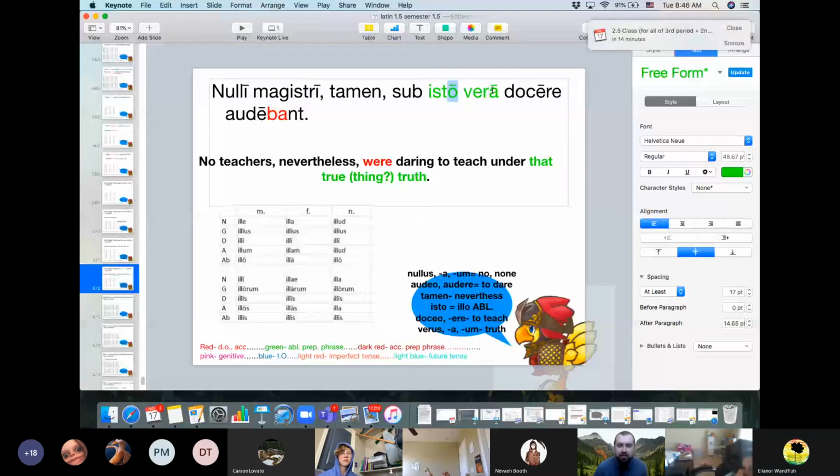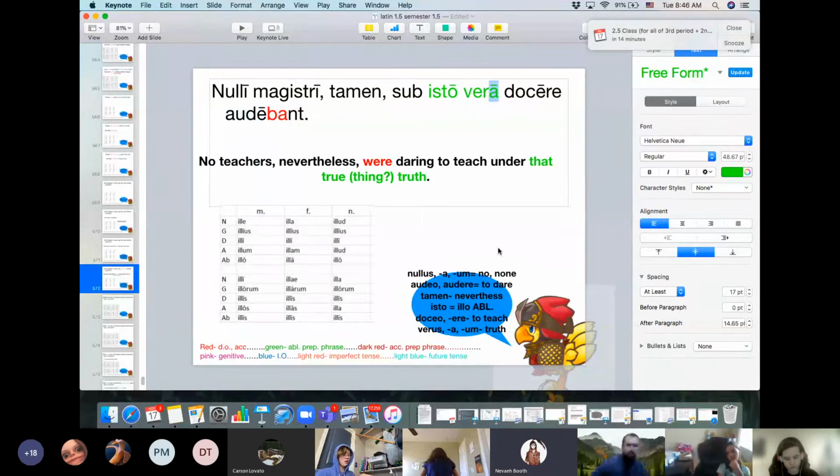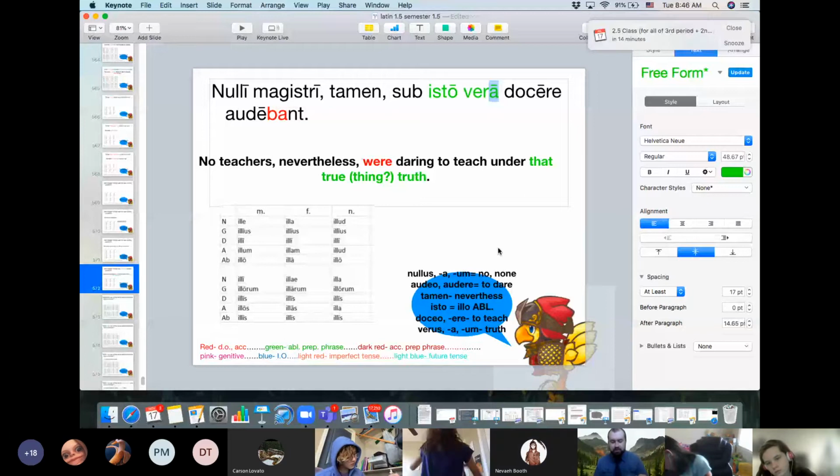Why do isto and vera, they don't look like they have the same gender. Like on y'all's sheet, it's O and then A. So on my worksheet, it does have the macron over the A in vera. Yeah, same. Okay. I'm just gonna check real quick in my textbook because it seems like those should have the same gender, unless I'm not thinking of something.